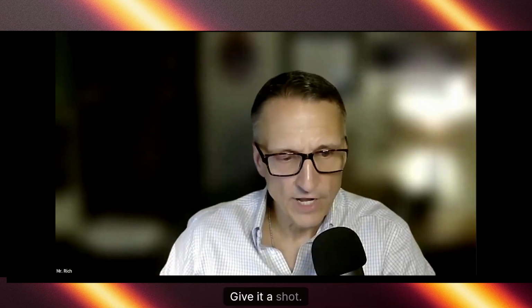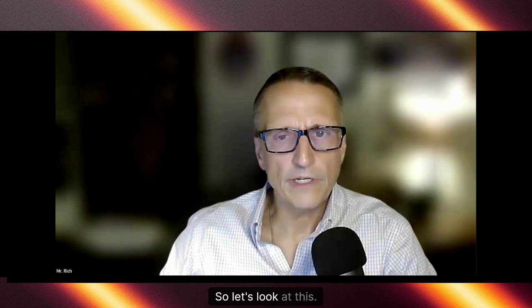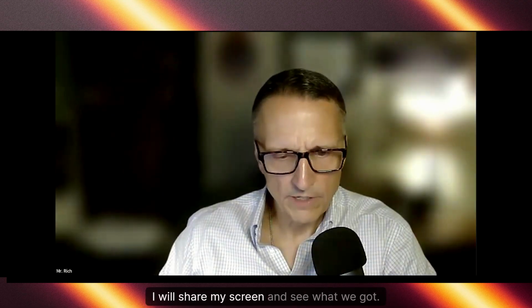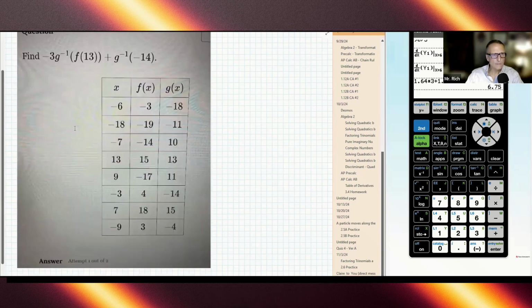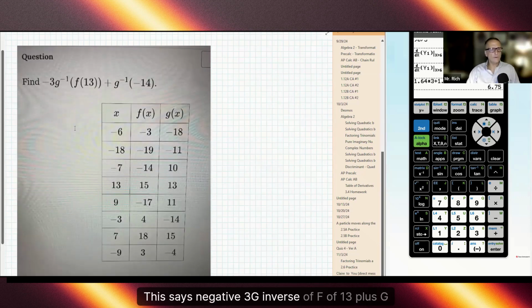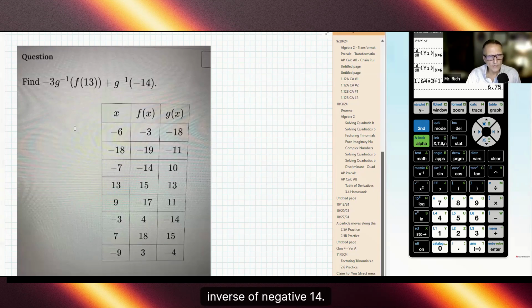Give it a shot. So let's look at this. I will share my screen and see what we got. And there's the chat. This is it. This says -3 g inverse of f of 13 plus g inverse of -14.